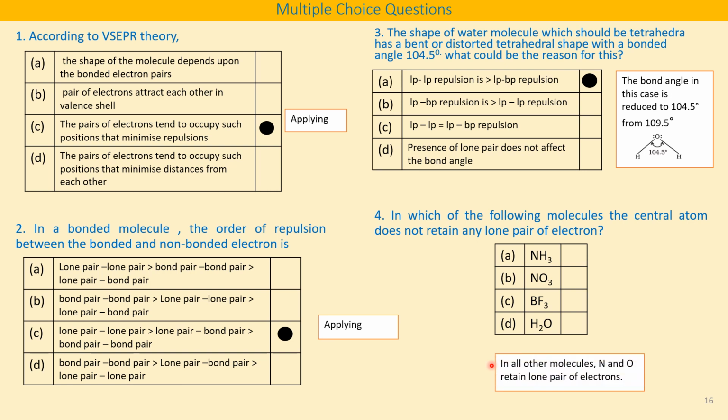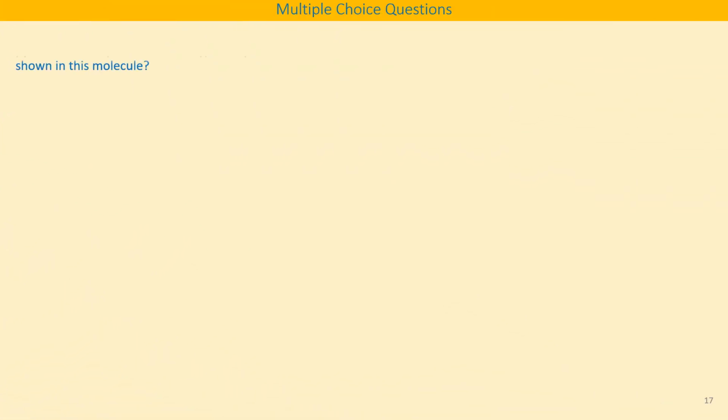The correct answer is, in all other molecules, N and O retain lone pairs of electrons. Hence, the correct answer is BF3. So, in BF3, the central atom does not retain any lone pair of electrons. Please mark it. Next question.